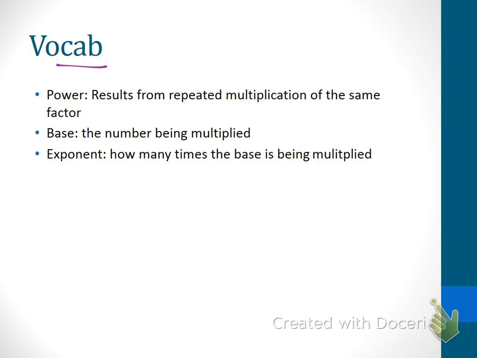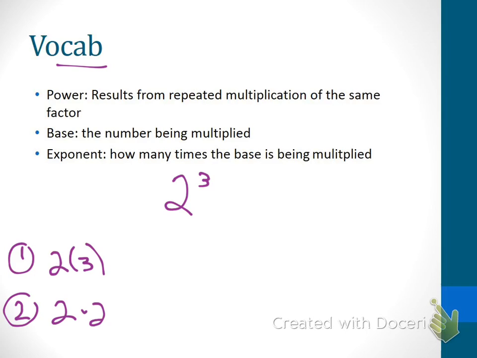A power results from repeated multiplication of the same number. The base is the number being multiplied, and the exponent tells us how many times. So if I have the number 2 to the third power, does that mean 2 times 3? Or does that mean 2 times 2 times 2? Yes, obviously it's option 2.